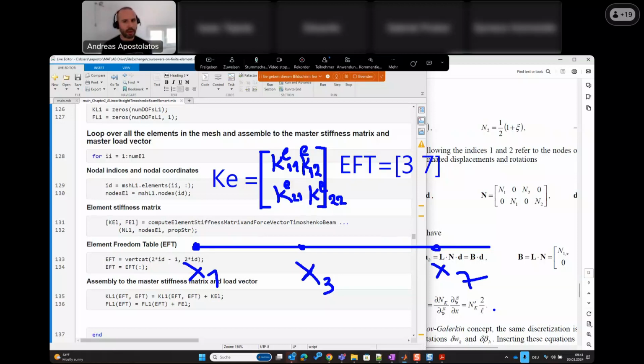And what about the size of the element freedom table? Now the size of the element freedom table here is 2, right? It has 2 entries. Could it have more than 2 entries? Could it be 5 or something in this particular case?